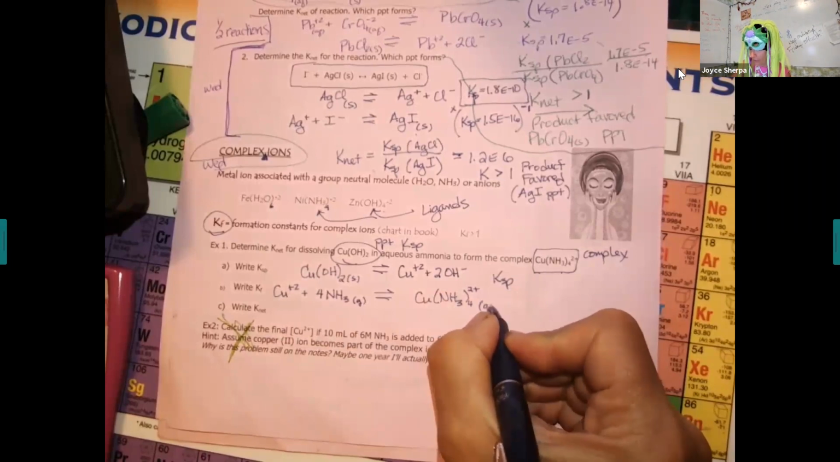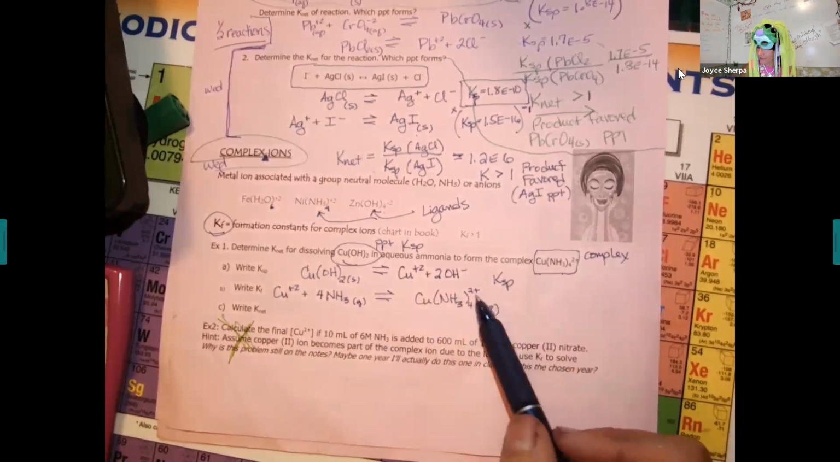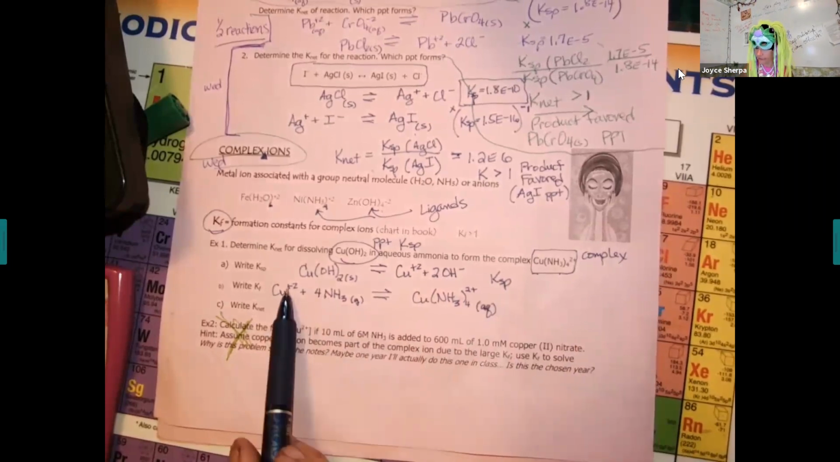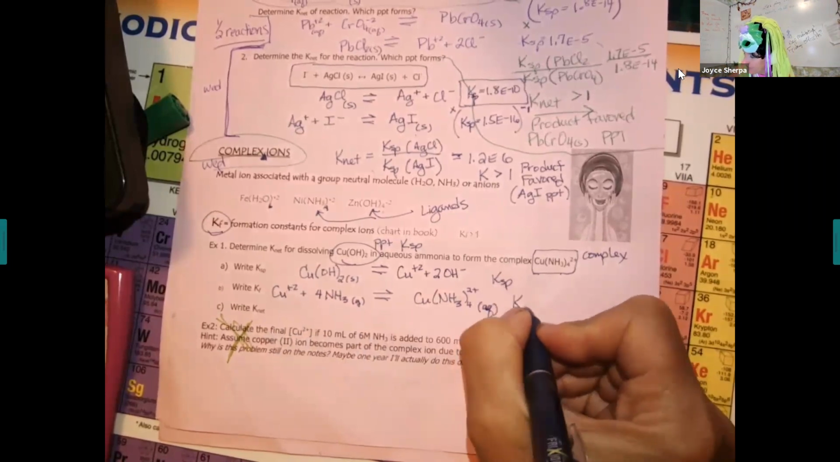Complex ions are always aqueous. So you show the aqueous, and you have to show the charge. The +2 is because the copper still has a charge. The nitrogens are attracted to the copper. And again, when we get to that point in the notes, which may happen today, we'll see. And then we'd look up the KF value for that.